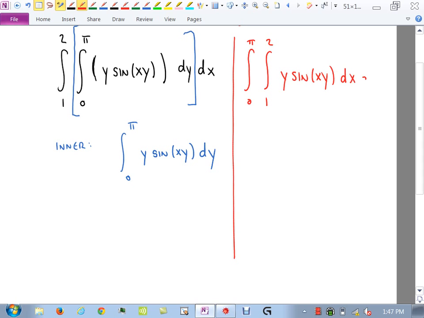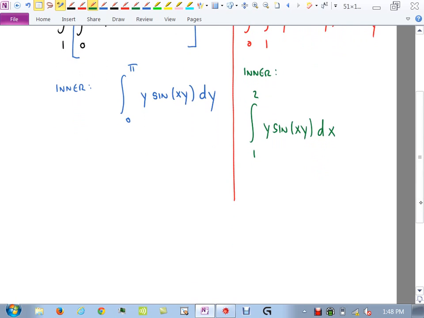This one I would go dx dy, right? So my inner one here would look like integral 1 to 2 of y sine xy dx. Now here I'm treating y like a constant, right? So I don't even have to worry about that y, and the y in front of the x doesn't matter either. So all you really have to know is what's the antiderivative of sine of yx.